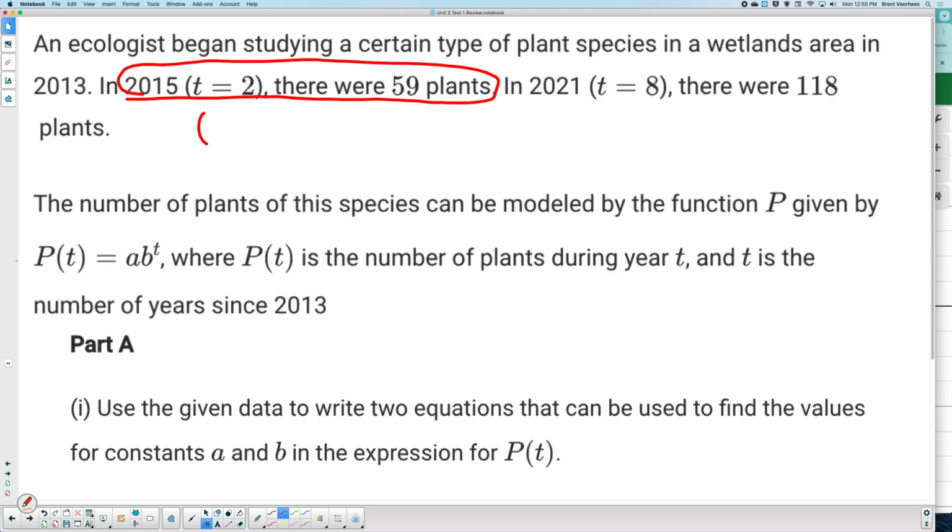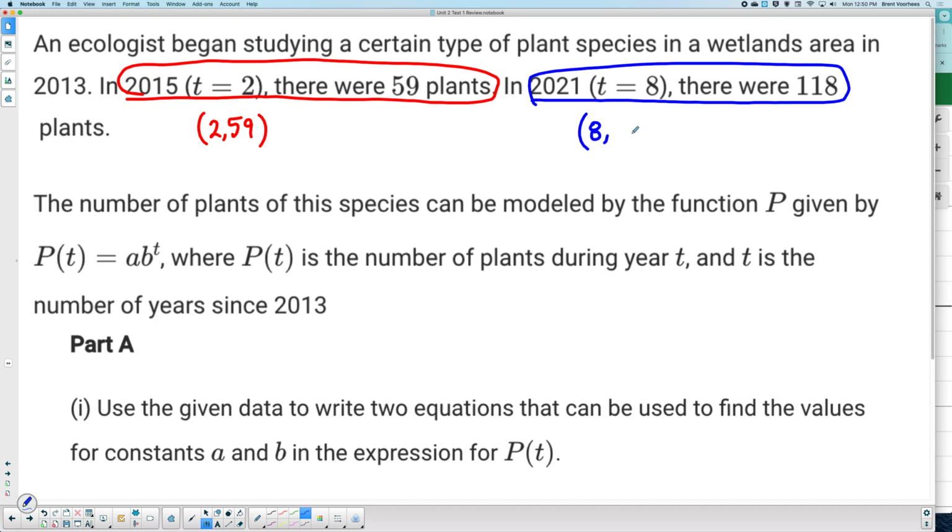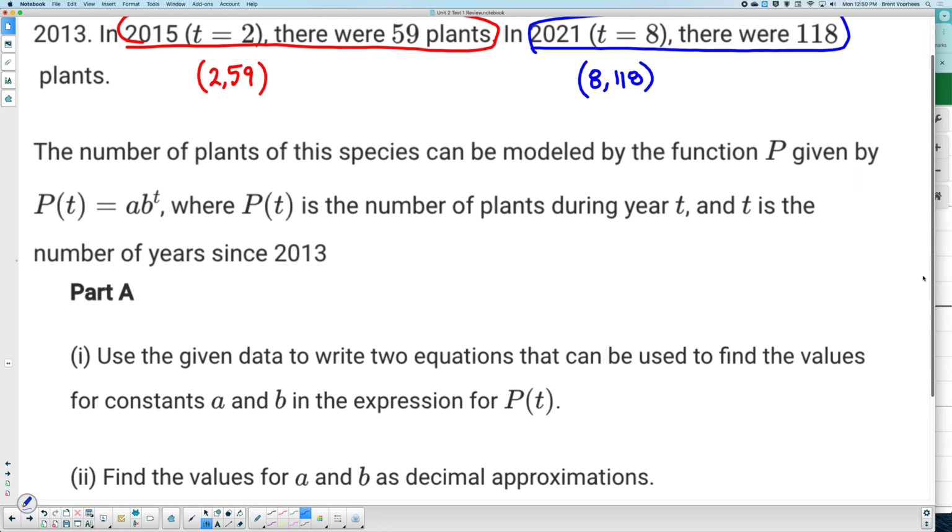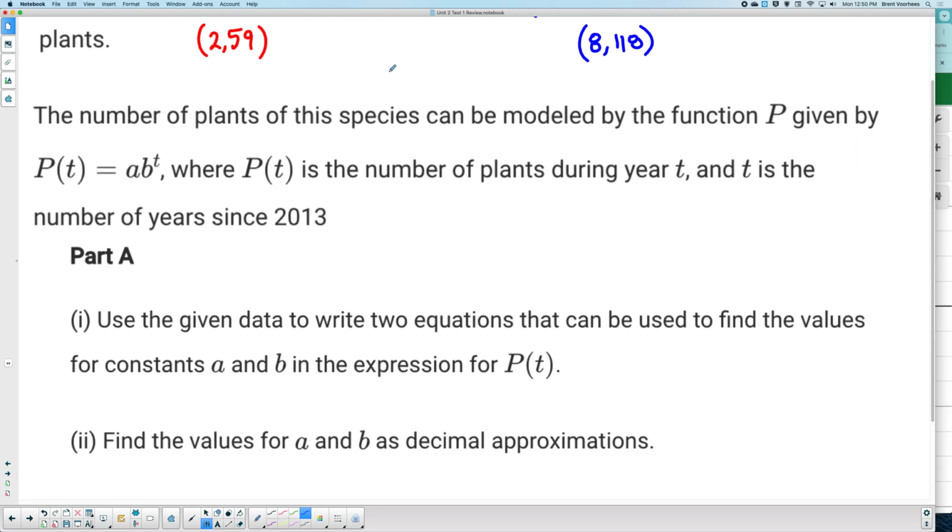This is a point when T is 2, or X. When our input is 2, our output is 59. Our other data point they gave us is right here. They tell us when the input is 8, our output is 118. How do I write two equations out of that?